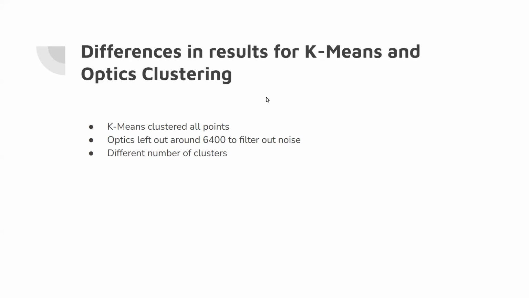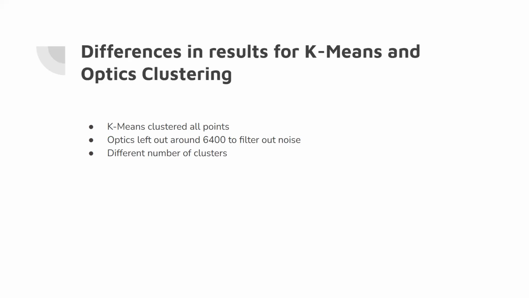So the differences that we found in results for the k-means and OPTICS clustering was that k-means clustered all the points, while OPTICS left out around 6,400 to filter out the noise. And as you can see, the difference in visualization of our clusters is that the OPTICS clustering took out all the noise, so it looked wildly different to the k-means, while k-means was very sensitive to the data, which resulted in the bar-like structure.